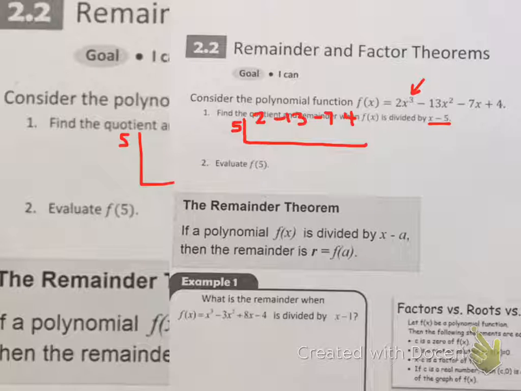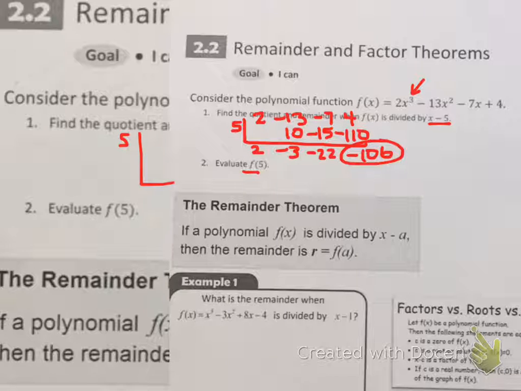To do synthetic division, we drop the first number straight down and multiply from the corner. So 5 times 2 is 10. This adds to negative 3, multiplies to negative 15, adds to negative 22. That multiplies to a negative 110 and adds straight down to negative 106. So our remainder right here is a negative 106.